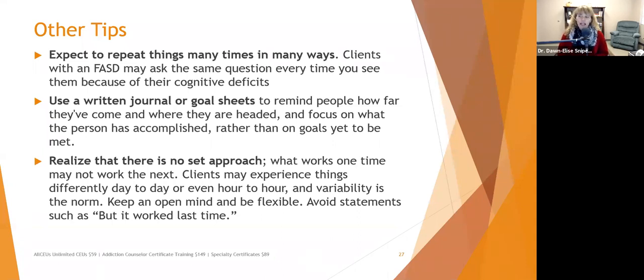Realize that there's no set approach. What works one time may not work the next. Clients may experience things differently day to day or even hour to hour, and variability is the norm. So we need to stay away from that notion of, well, it worked the last time. Well, that's true, but it ain't working this time, so what's the new strategy?